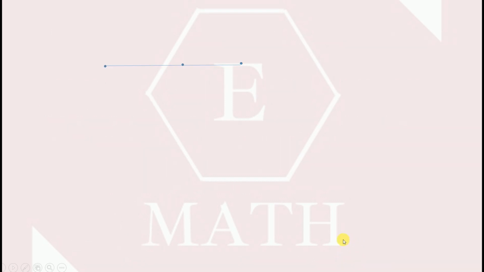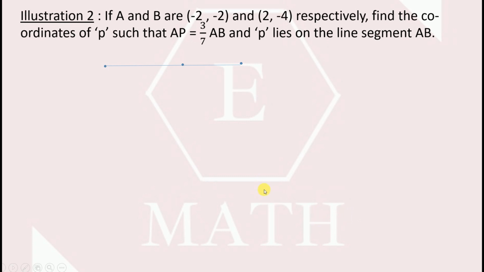Okay. Then let's look at illustration 2. It says if A and B are the points given by -2, -2 and 2, -4 respectively, then find the coordinates of P such that AP is equal to 3 by 7 AB and P lies on the line segment AB. So if this is the straight line AB, P is some point which lies on the line segment AB, and the coordinates of A and B are given over here, and we don't know the coordinates of P, that is x, y, right?